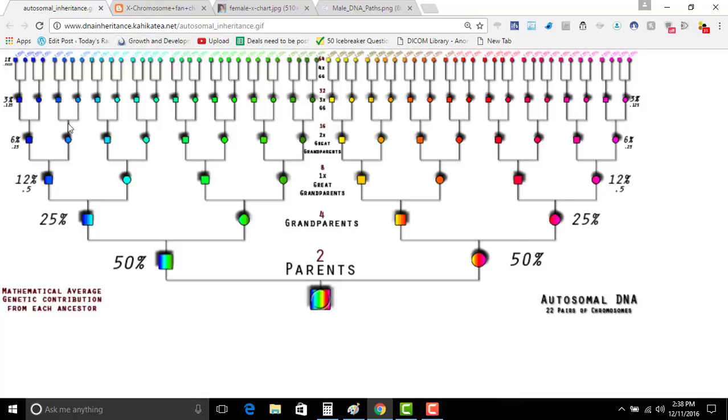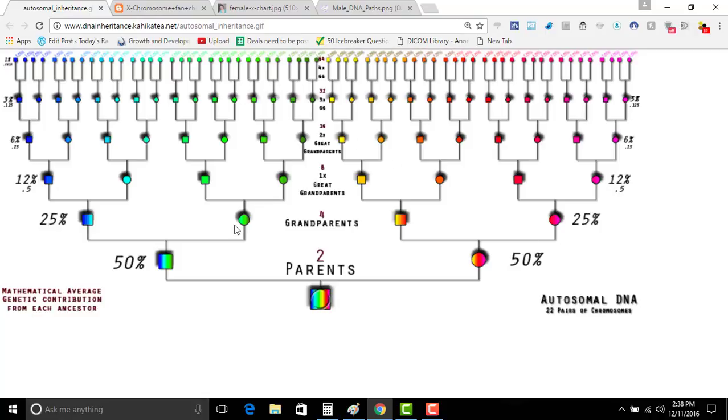So this chart really shows you everything that you need to know about how you inherit DNA. Because when you have gone back to the third generation, just going back to your great grandparents, you already have eight great grandparents that contributed DNA to you. Or 16 great great grandparents that contributed DNA to you.